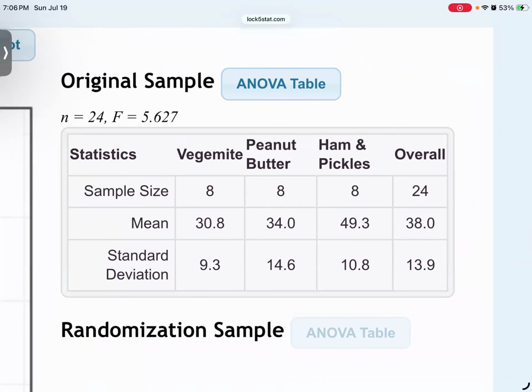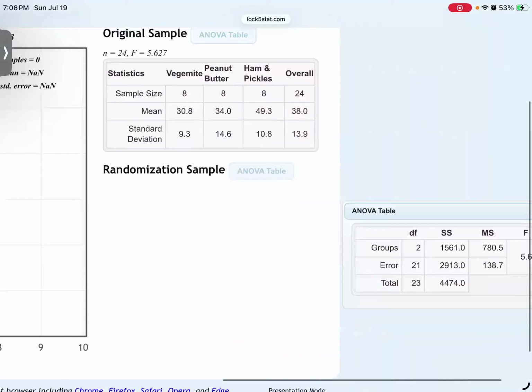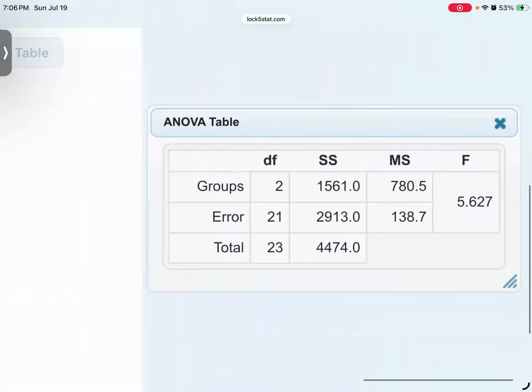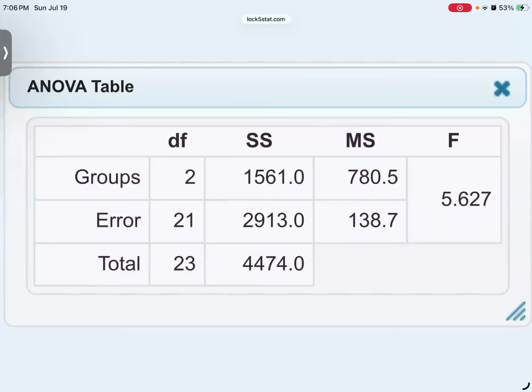To get the ANOVA table, you see the blue box right above. There it is, ANOVA table. Once you click on that, I'm seeing where it popped up for me. For one of the homework assignments, you're literally just going to copy it. The 2, the 21, the 23 are our degrees of freedom. And then you've got the sums of squares, the 1561, 2913, 4474. Thank you, StatKey, for doing those formulas that we're glad we're not having to wrestle with.